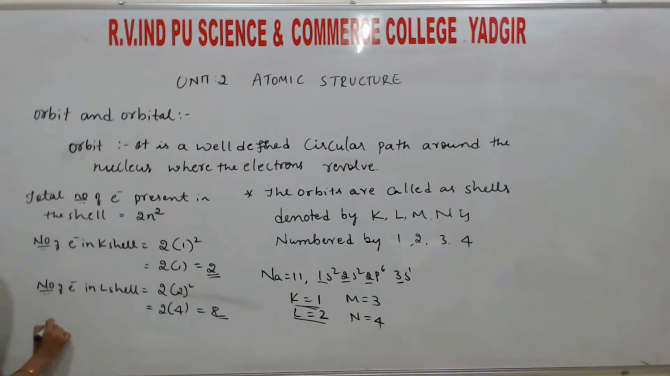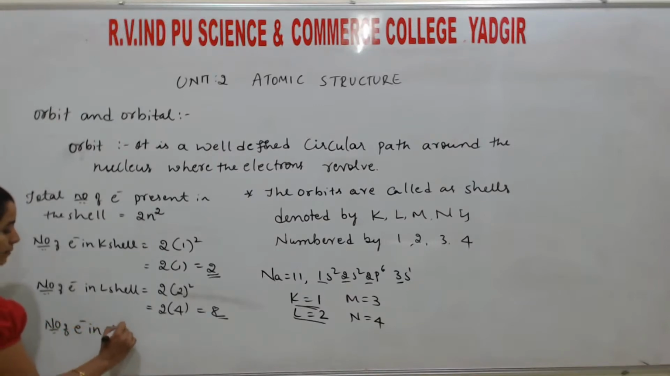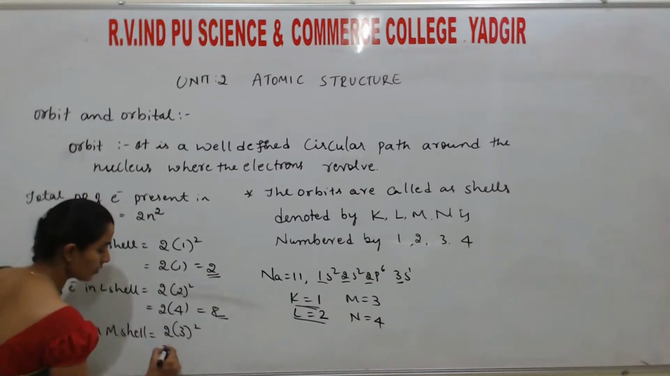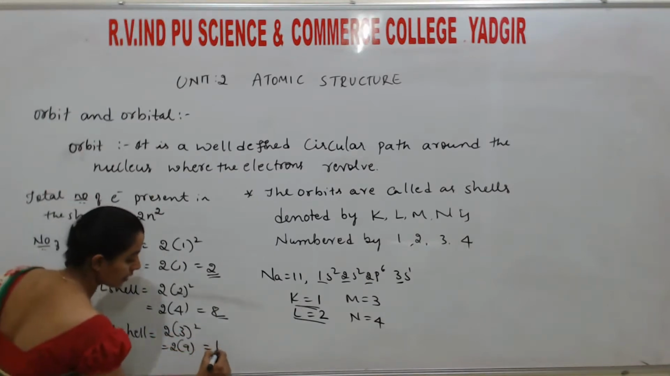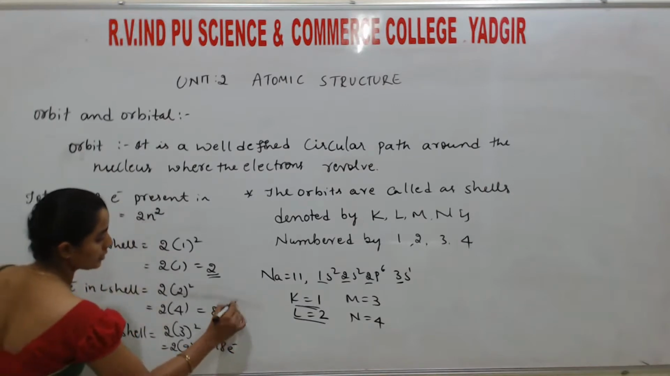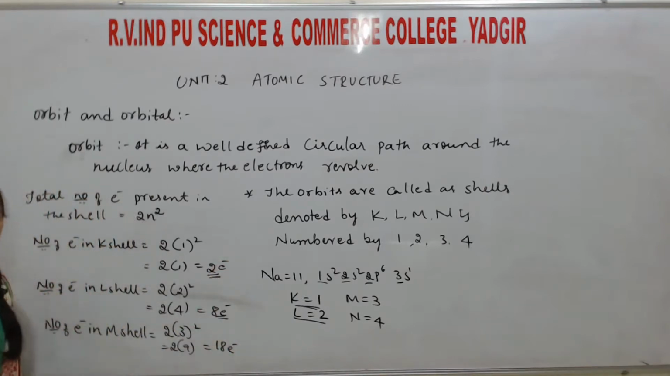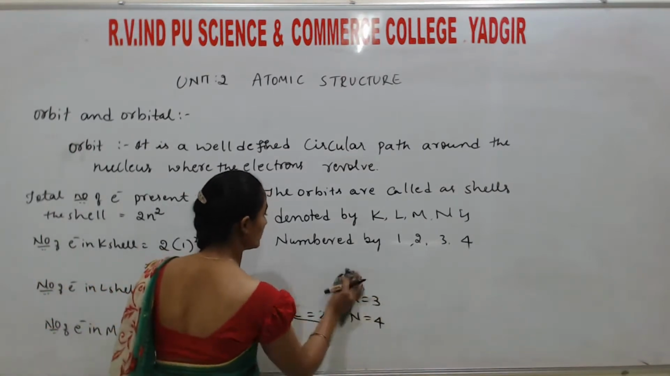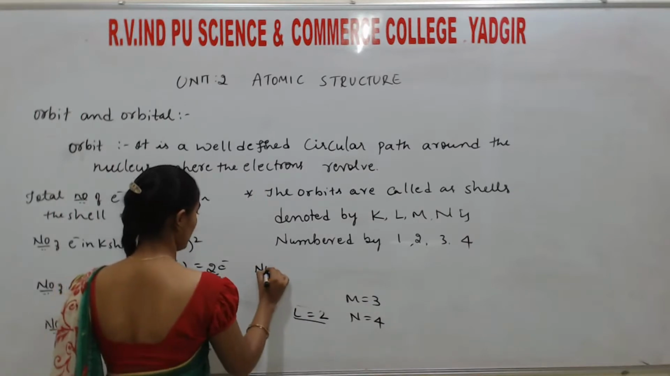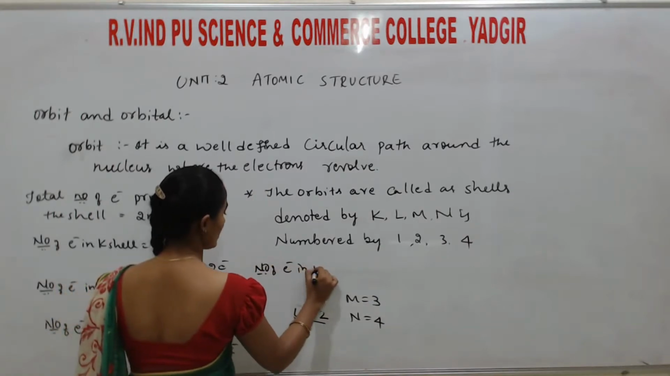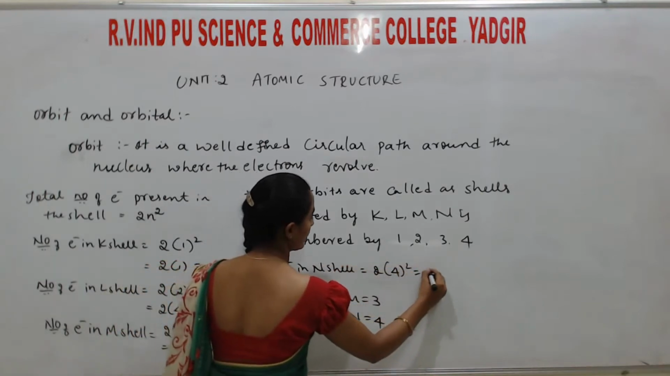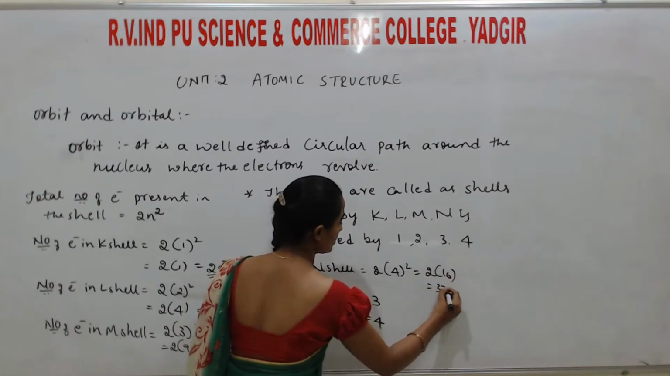Similarly, number of electrons in M shell, how much? 2 into 3 square, that is 2 into 9, that is 18 electrons. Okay, so the last one is there, number of electrons in N shell, that is 2 into 4 square, 2 into 16, that is 32.